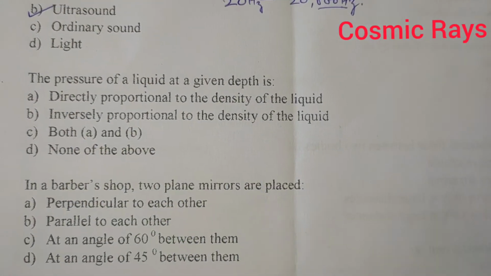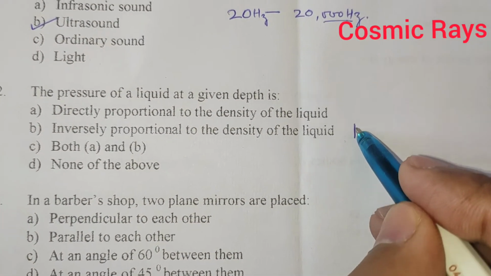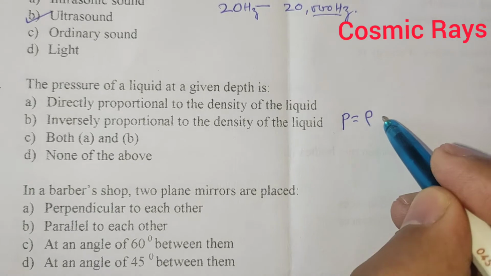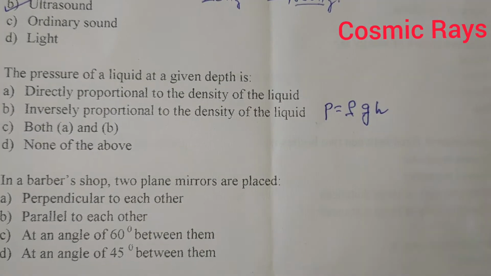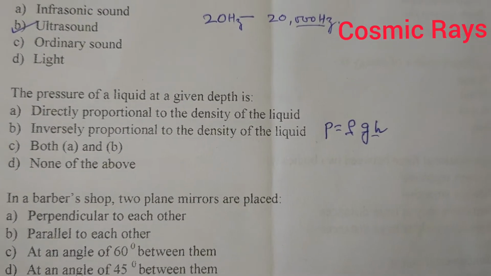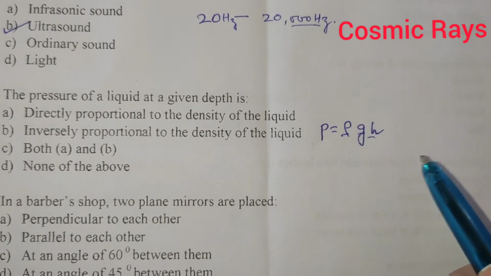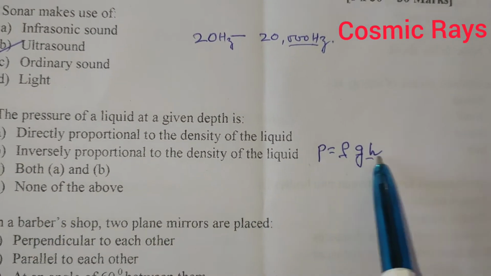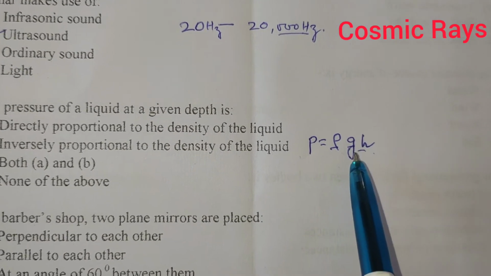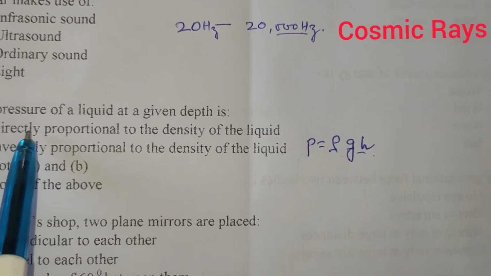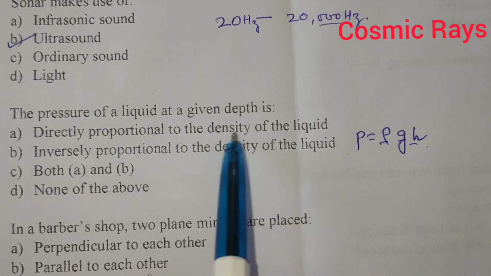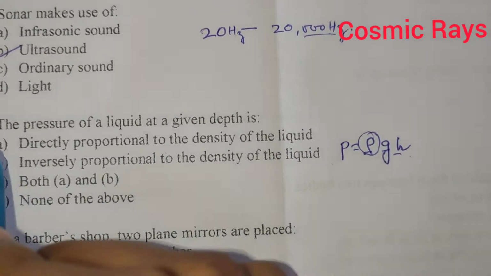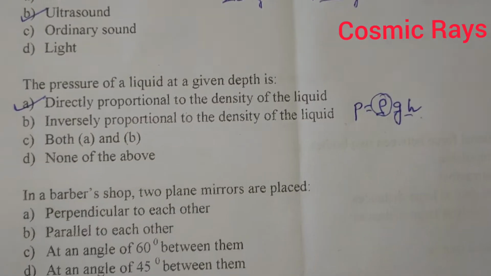Now the second question that they have asked is, the pressure of a liquid at a given depth is. This is based on the formula pressure is equal to rho g h, where rho is the density, g is the acceleration due to gravity and h is the height of the liquid column. So here all three are directly proportional. Only one option says that it is directly proportional to the density of the liquid. So this is the correct answer.